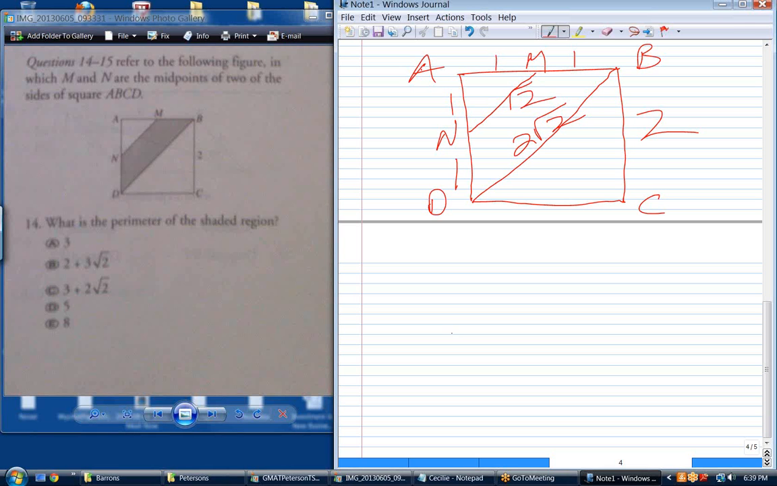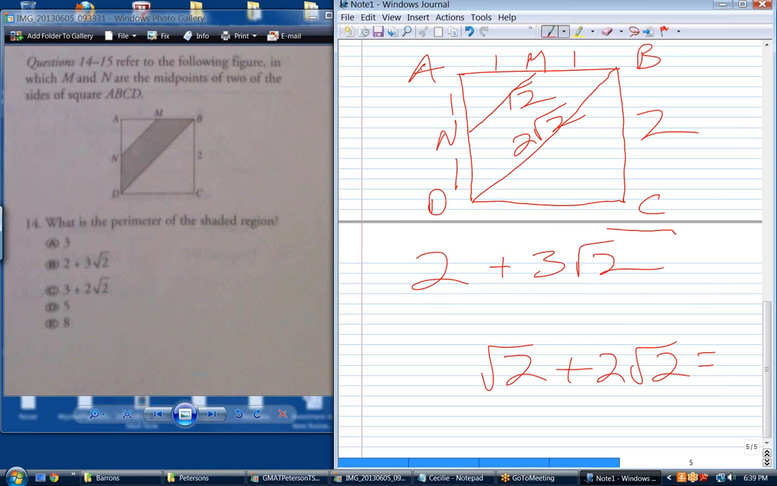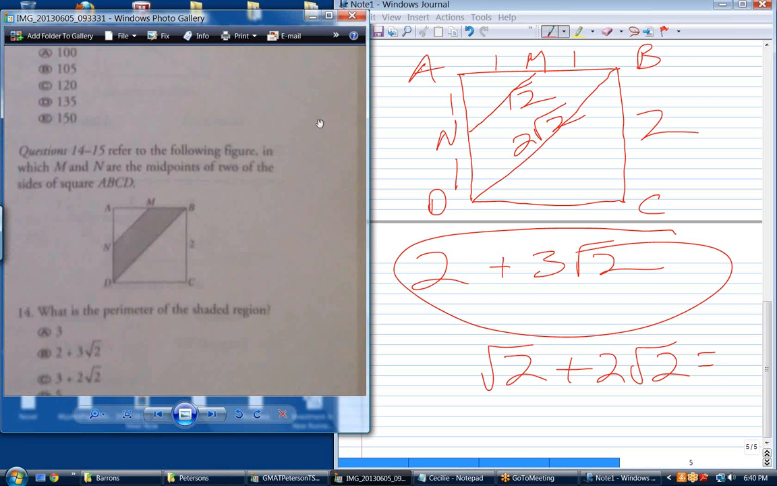What's the perimeter? It's 2 plus, I have a square root of 2, and I add 2 square roots of 2. How many do I have? 3 square root 2. So there's your answer. Number B. Okay, number 15.